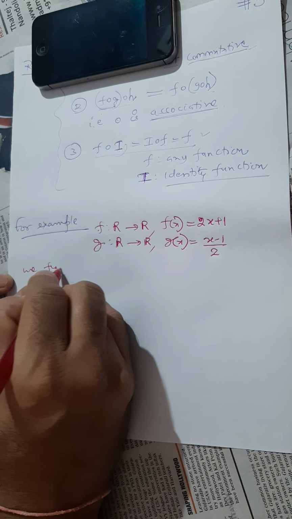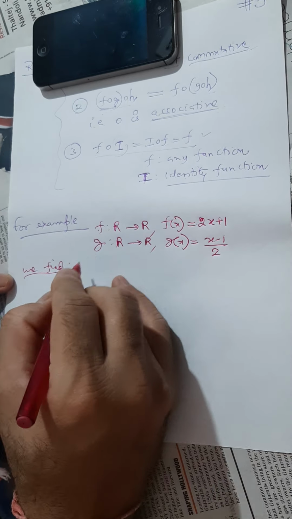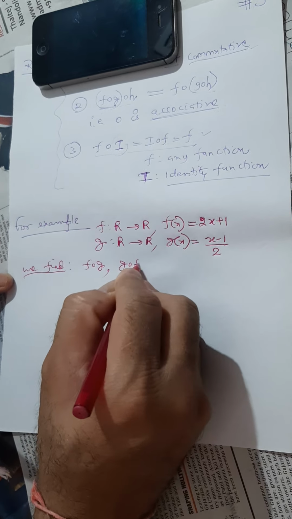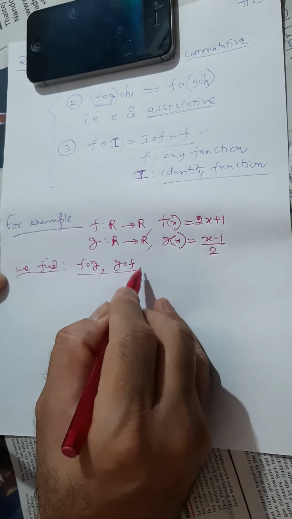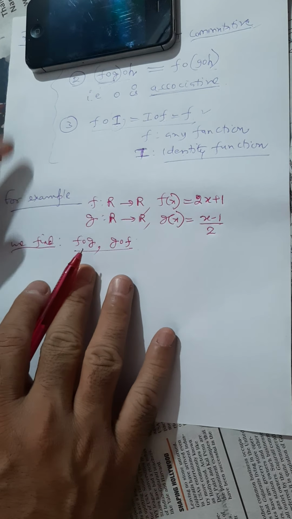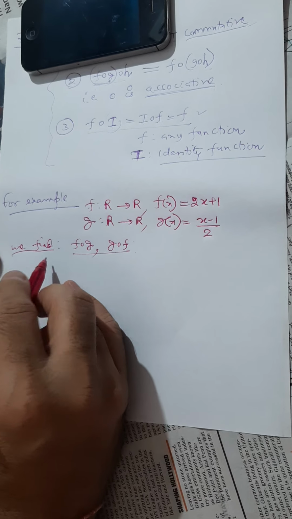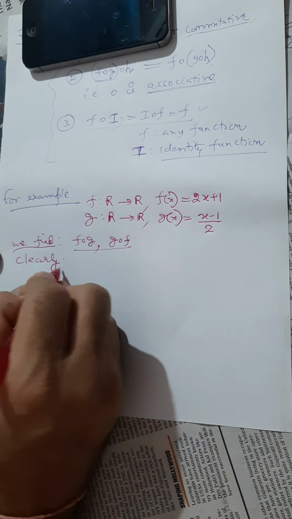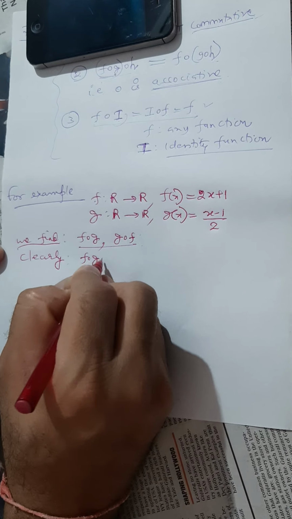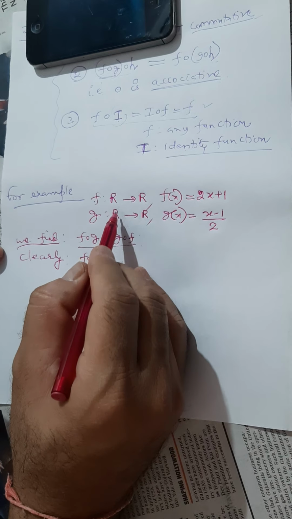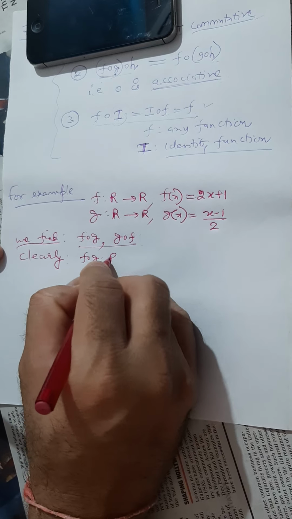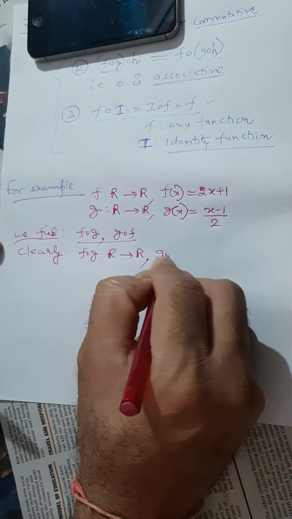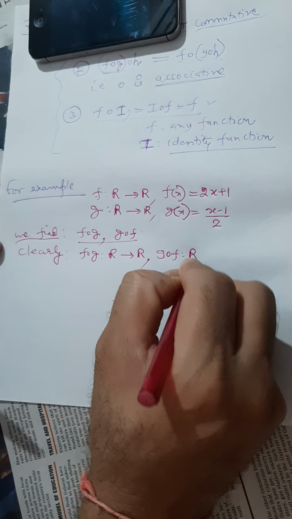We find f o g and g o f. This is the question. We want f o g and g o f. So clearly you can see that f o g would be a function from R to R, and g o f is also a function from R to R.